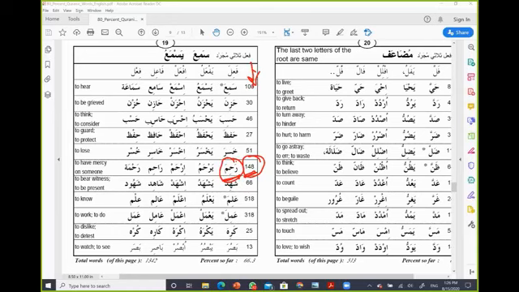So rahima would mean was merciful, because rahima is in the past tense. Yarhamu, being merciful. So they're past and future tense. And you're telling the person, irham, be merciful. You're giving him an order, an imperative right there. Rahim would be the person that is merciful. You might say, well, what about Rahman and Rahim?